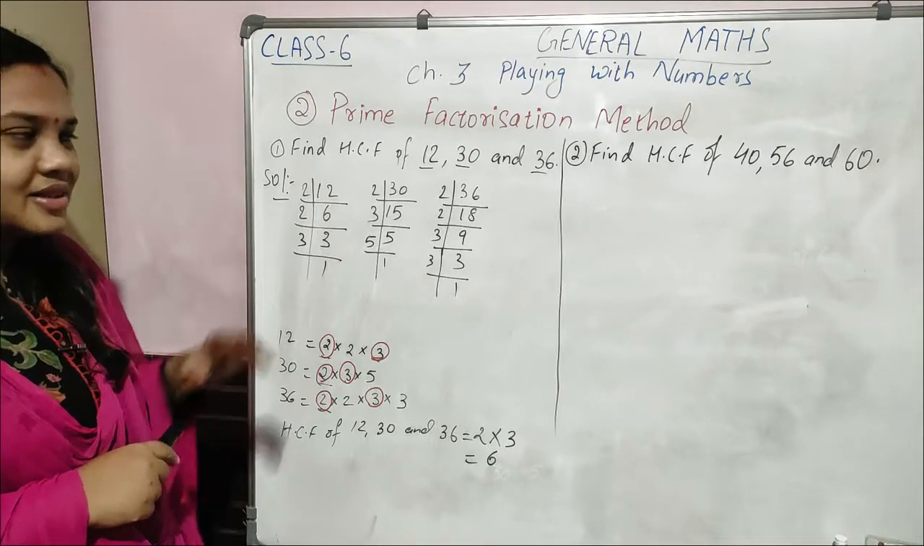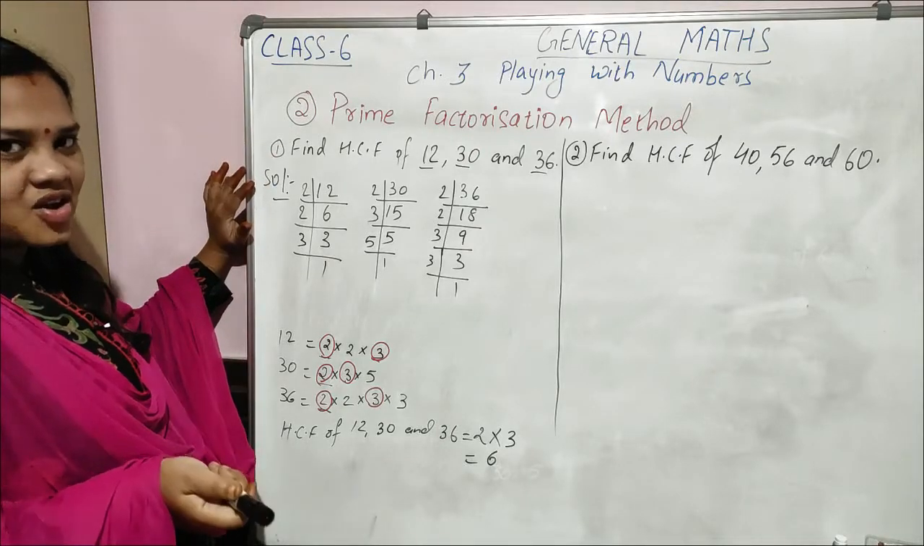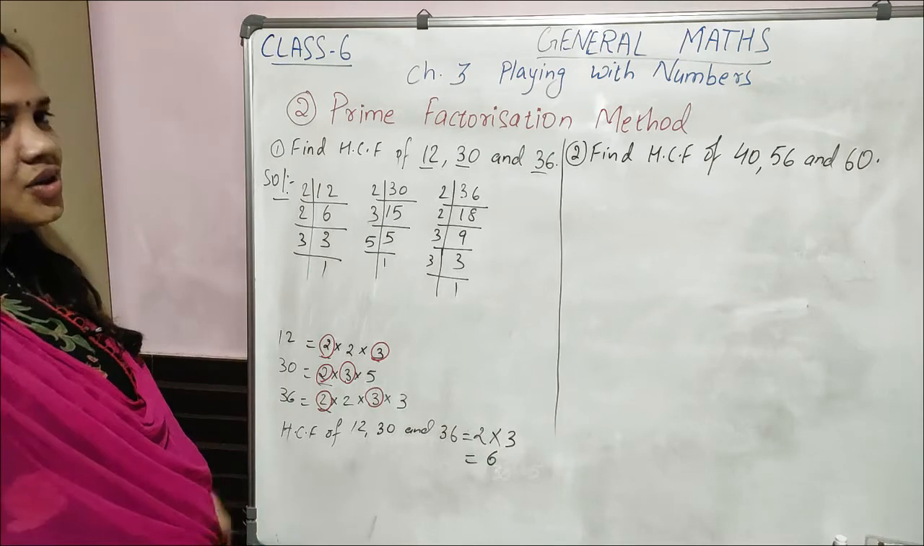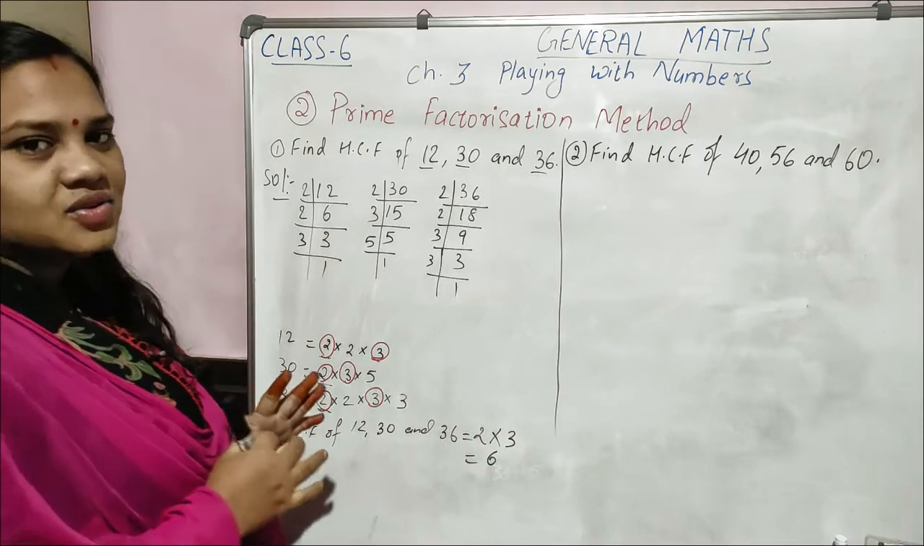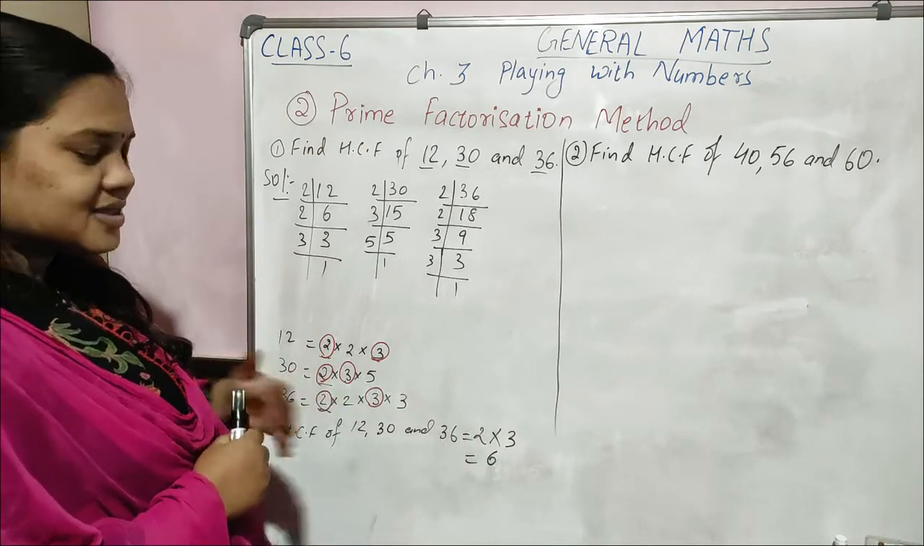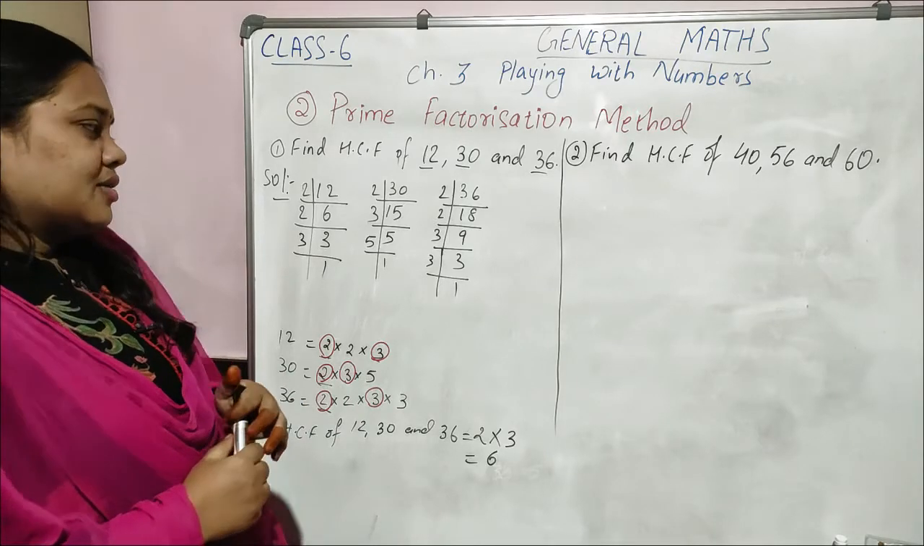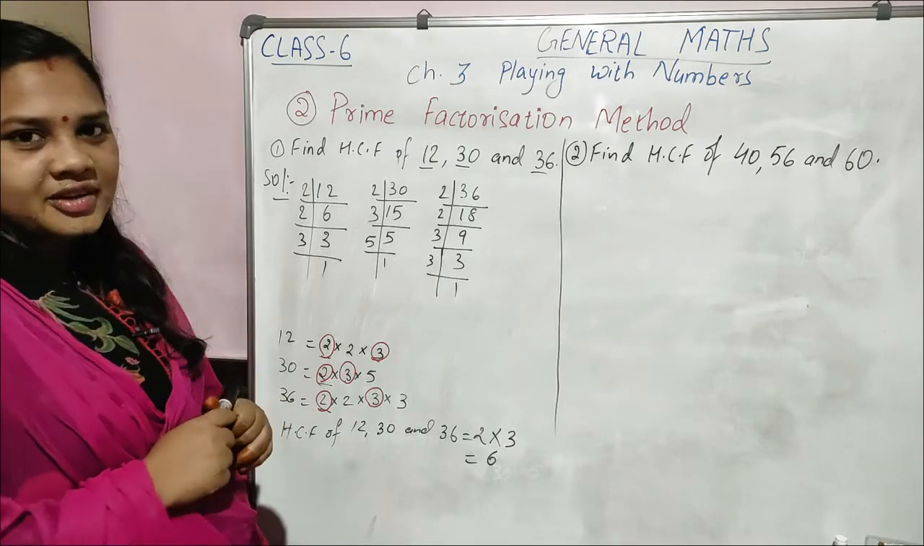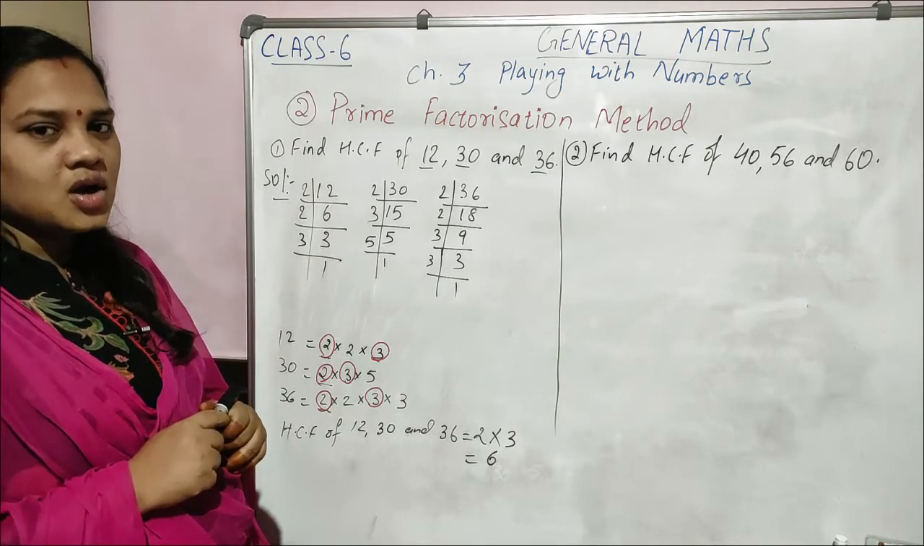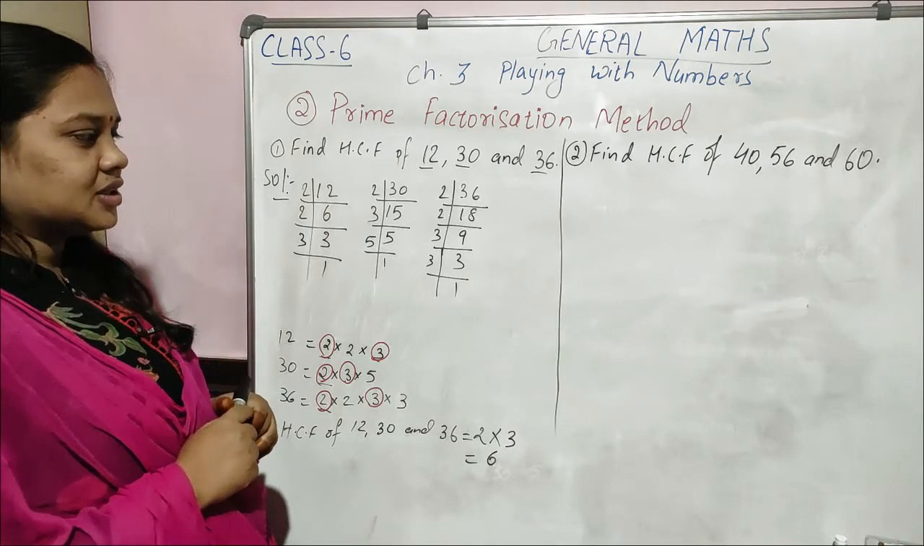In the last case also, in this same question, we got HCF 6 only. So what I said, use any method, answer you will get same. So we got the 6 HCF. Understood children? Very easy. Okay, we have one more question. Let's do that question also by prime factorization method.